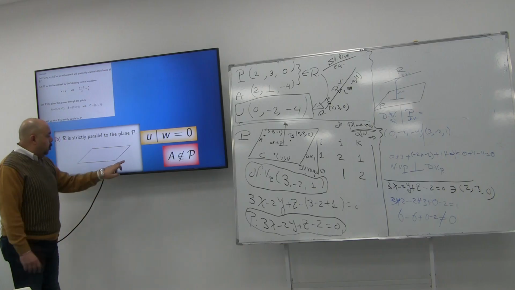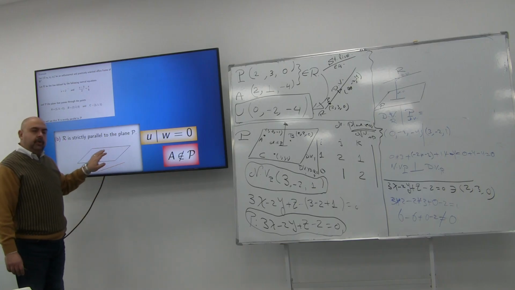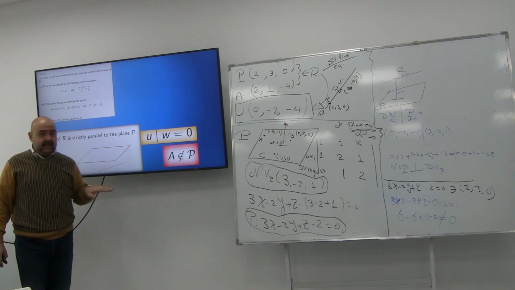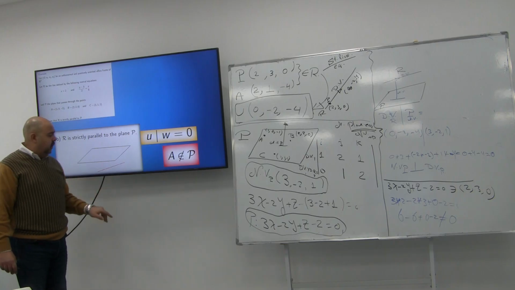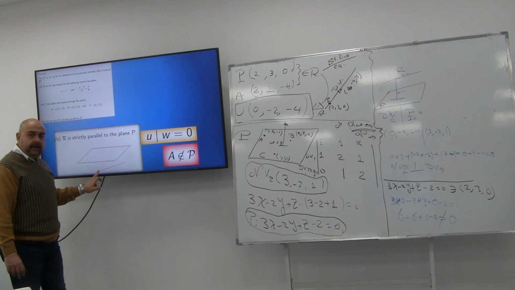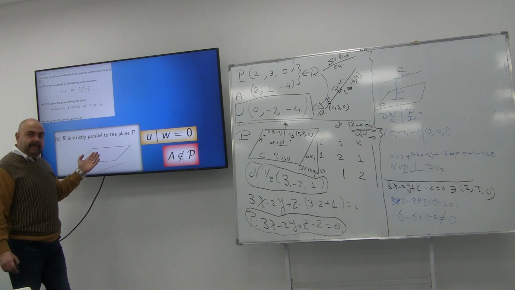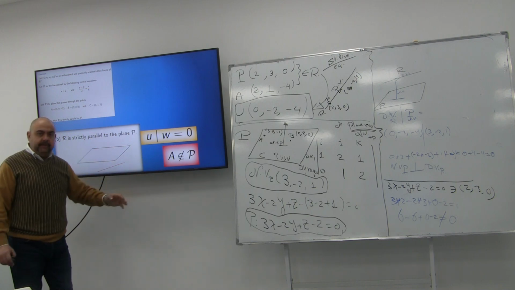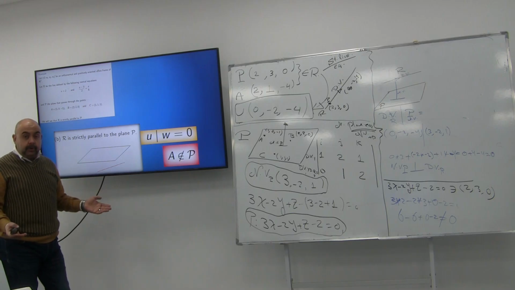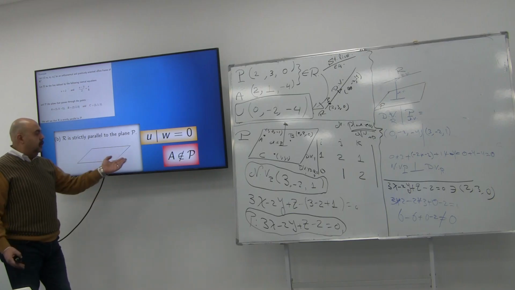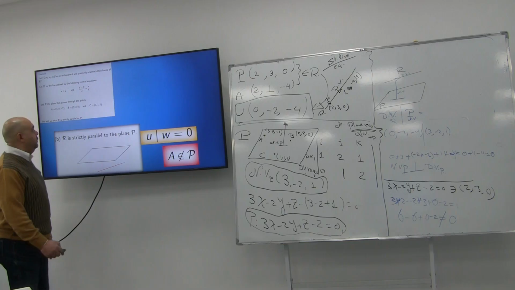Condition number 2: all the points on the straight line are not shared with the plane. To prove this, it's simply enough to get one point from the straight line and substitute in the equation of the plane. If it equals 0, it means it belongs to the plane. If not, then it is correct that they are strictly parallel.